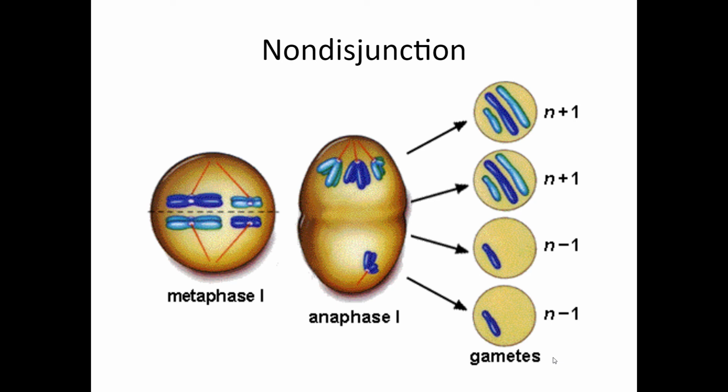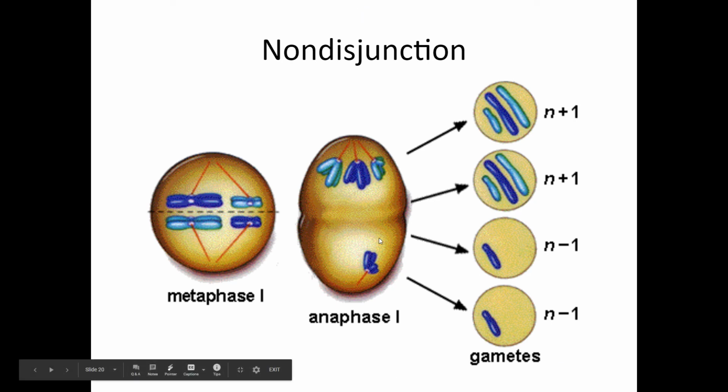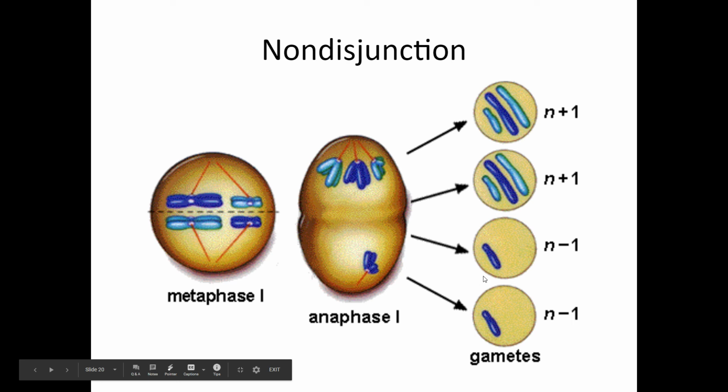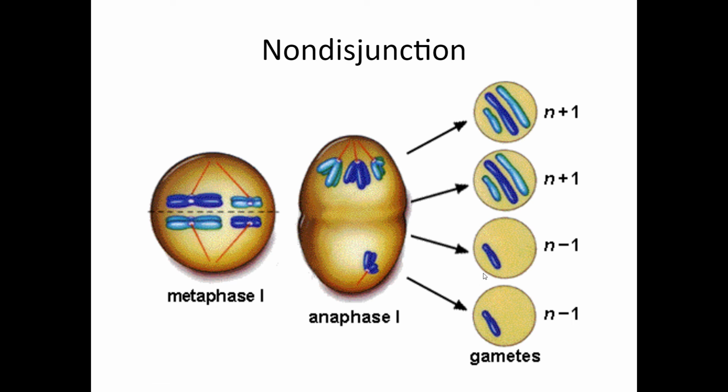Another chromosomal disorder is called nondisjunction. The big easy definition for nondisjunction is when chromosomes fail to separate during meiosis. It can happen during meiosis 1, and that's what you see here, where homologous pairs should separate and they didn't separate. See, dark blue and light blue should have separated here, but they both went the same way. And so you have a couple of cells that have extra chromosomes and a couple of cells that have too few chromosomes.